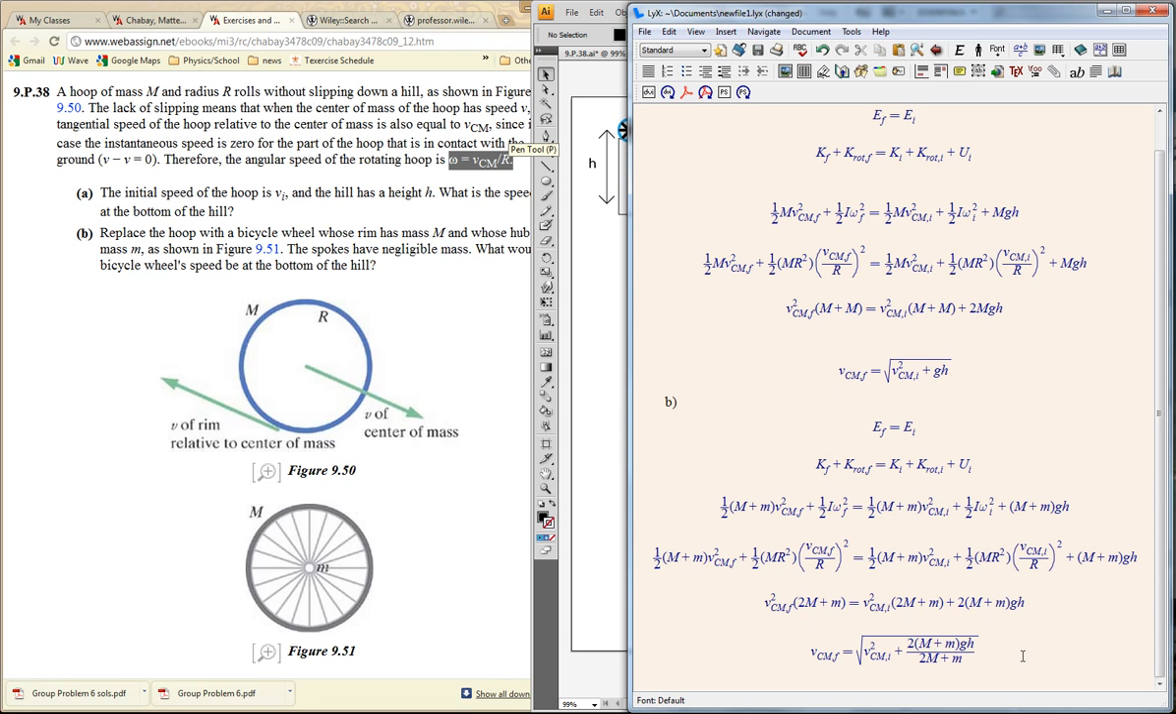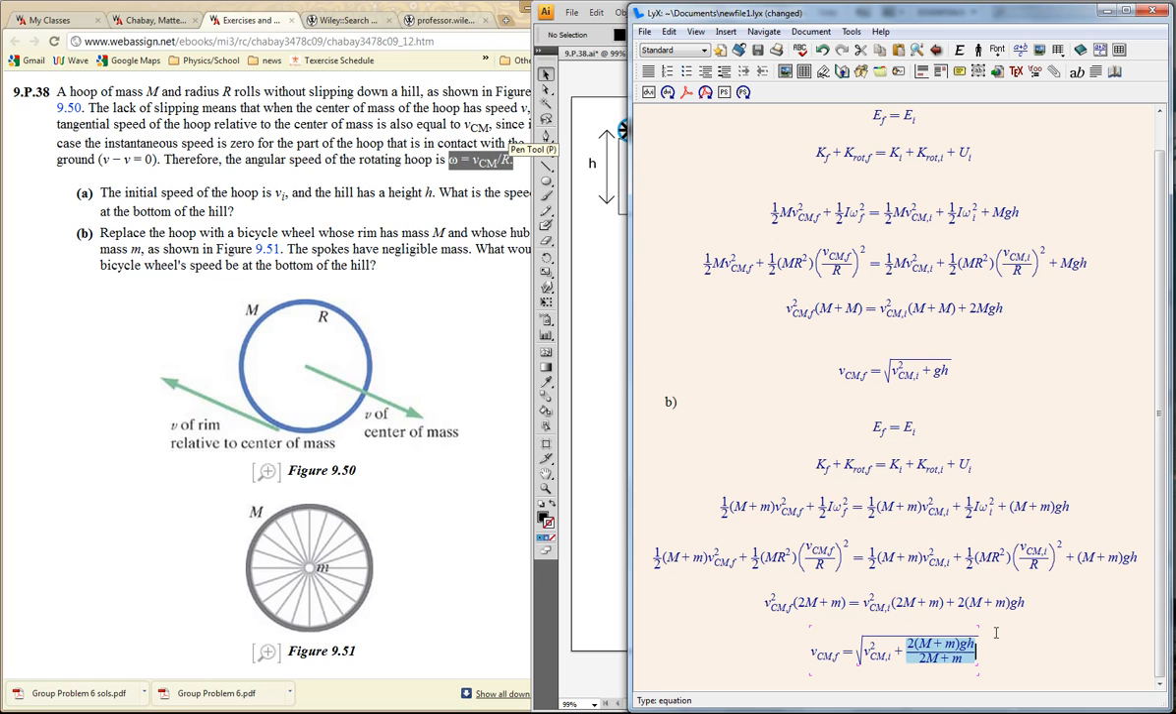Another interesting question is, which one's going faster at the bottom? Is it the hoop or the bicycle wheel? First, let's see that from the math. Notice the numerator here is bigger than the denominator because we have an extra factor of small m up here. So this term is larger than gh if little m is not 0. That means the bicycle wheel is actually rolling faster at the bottom.